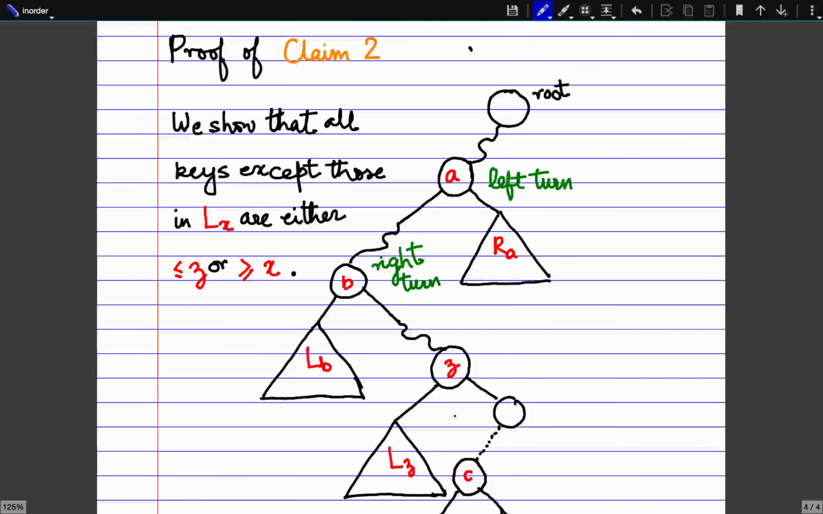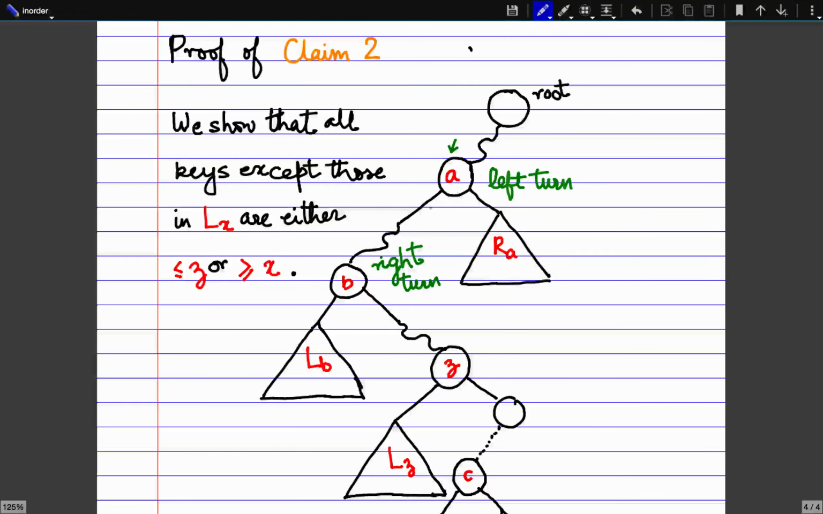Now every move in this path is either a left turn or a right turn. So let us consider these separately. Here consider this A. This is an example of a left turn. This is one of the left turns.